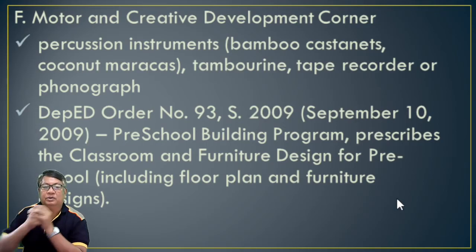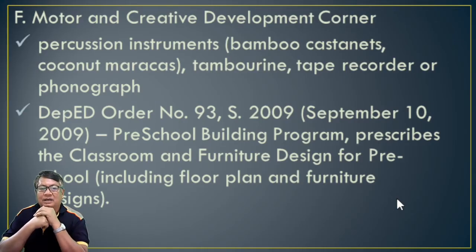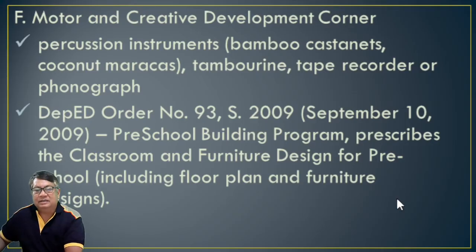Letter F, motor and creative development corner. Percussion instruments, bamboo castanets, coconut maracas, or tambourine, tape recorder, or phonograph are provided for this motor and creative development corner. DepEd Order number 93, series of 2009, September 10, 2009, Preschool Building Program. This prescribes the classroom and furniture design for preschool, including floor plan and furniture design.